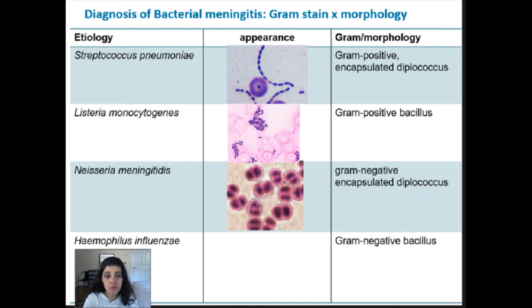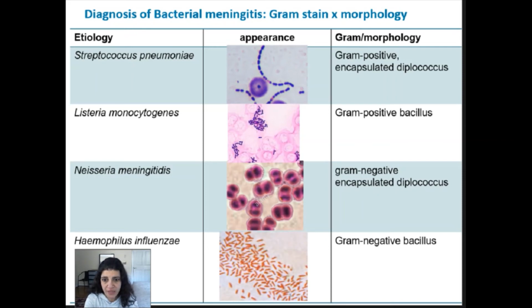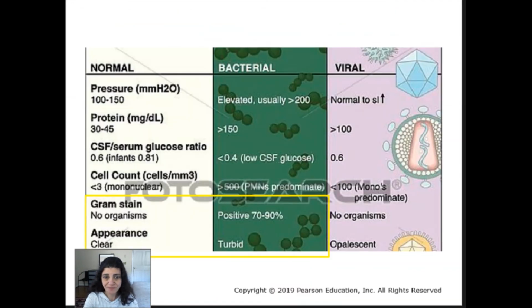And then the 2 gram-negative: the Neisseria, which is also encapsulated, and you can see very clearly that they're diplococcus, and the Haemophilus influenzae, which is broad and pink, also gram-negative. So they're either gram-negative or gram-positive, and then the combination of being diplococcus here and here, and bacillus in the Listeria and Haemophilus. This is a very good tool for a differential diagnosis.